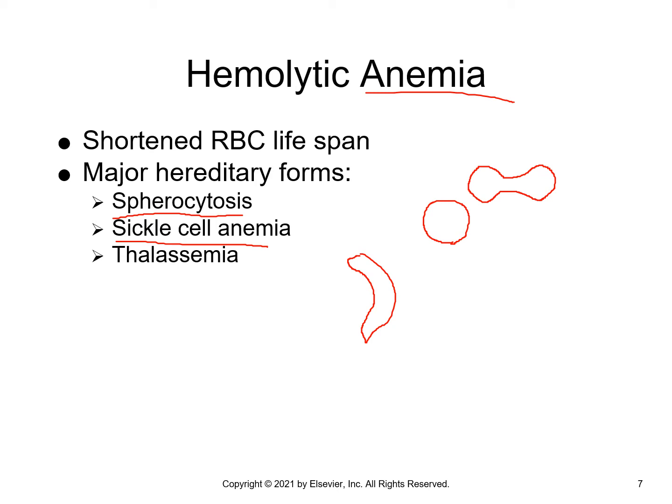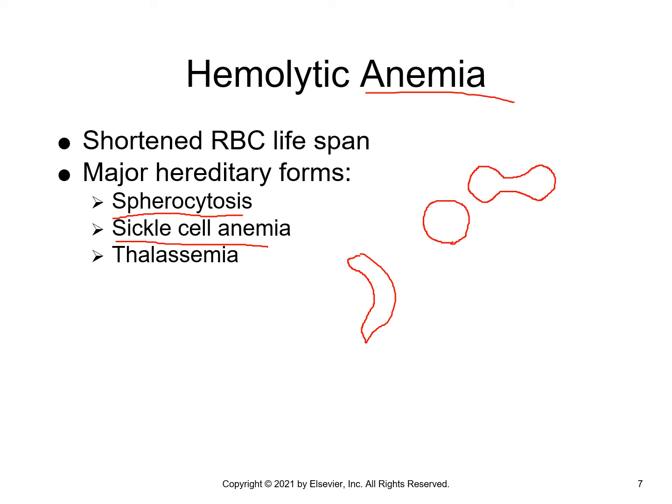Again, the spleen is going to recognize the abnormal shape of these cells and pull all the abnormal cells. That is going to cause the spleen to become enlarged because it's working so hard, and it's going to cause the number of red blood cells in circulation to drop, thus resulting in anemia.